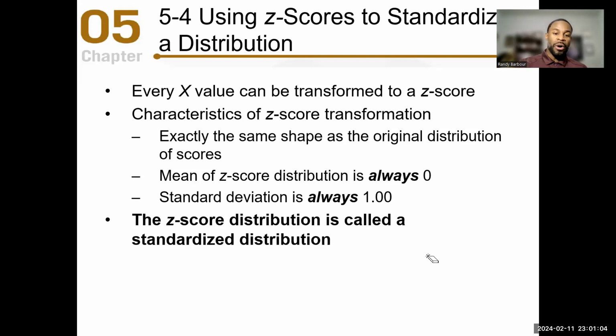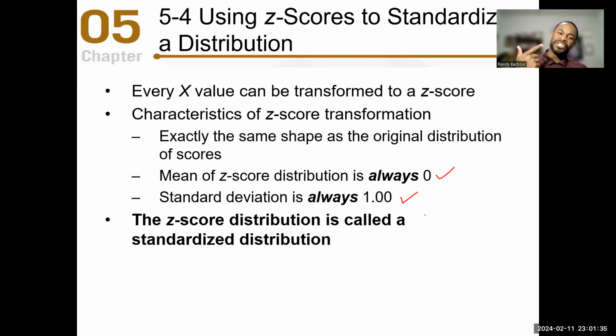Okay, it will always, and when I say always, it will always have a mean of zero. So this is always true. And a distribution for z-scores will always have a standard deviation of 1. Those are two distinct things that you should always know. A z distribution will always have a mean of 0 and a standard deviation of 1.